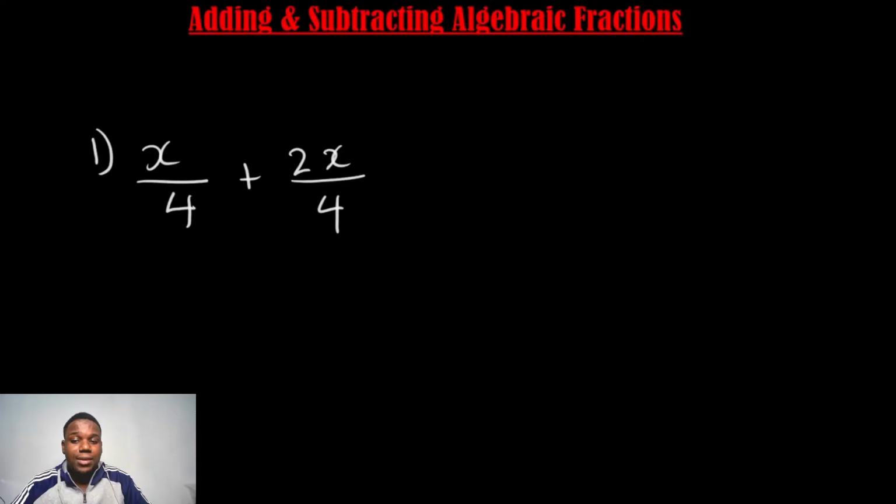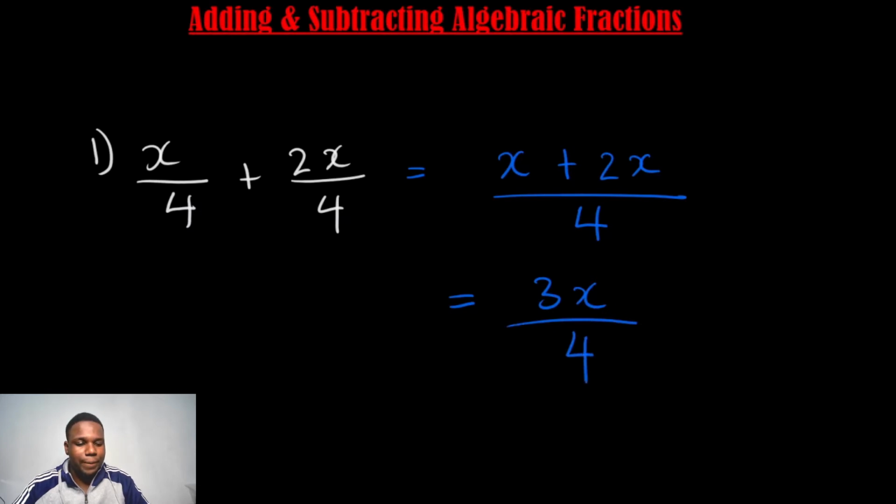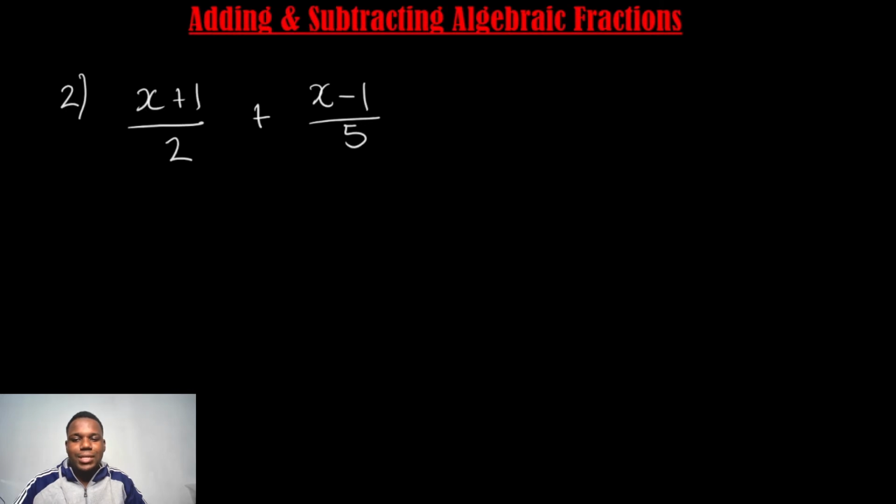The first problem that we have is x over 4 plus 2x over 4. We realize that the denominators are the same, and it's the same concept as if we had normal fractions. When the denominators are the same, we can go ahead and add or subtract the numerators. Let's rewrite this into one fraction: x plus 2x over 4. x plus 2x are like terms, so we can simplify those to get 3x over 4. Very simple.